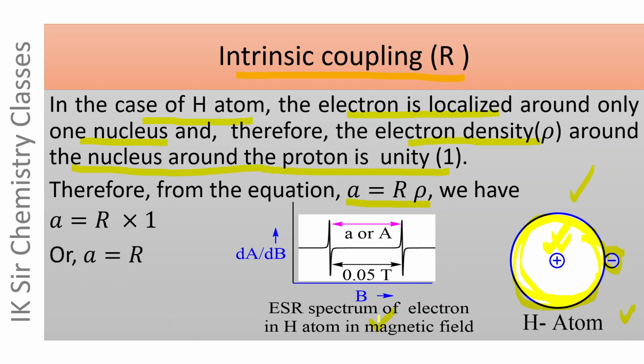But in the case of ESR spectrum of hydrogen atom, the value of A is 0.05 Tesla. It means R is equal to 0.05 Tesla. The intrinsic coupling for unit electron density, that is R, is equal to 0.05 Tesla. This value will be put for R in further discussions.